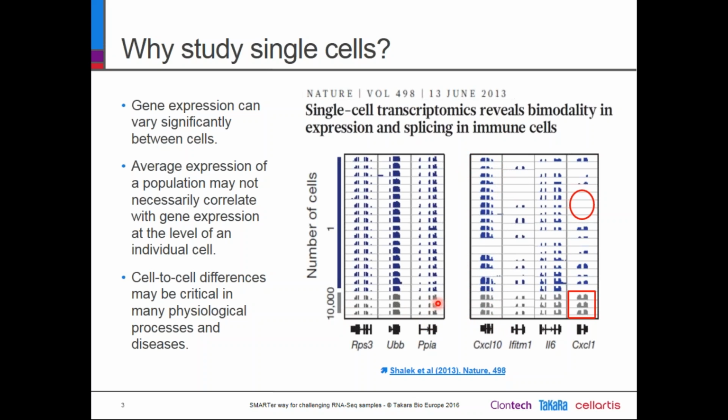So you can clearly see that for some genes here on the left, the pattern of expression of these genes is very similar between the single cells and the bulk population. But for other genes, there are clearly differences, like highlighted here, but you can see it also in other places. There are clear differences between the pattern of single cells as compared to the bulk population. And actually what has been demonstrated now by several publications is that these cell-to-cell differences can be critical in many physiological processes, but also in diseases.